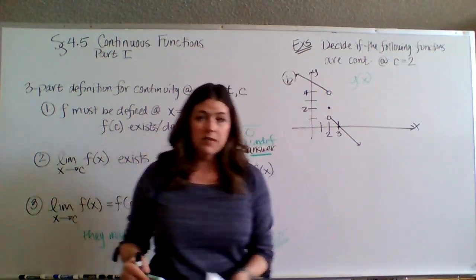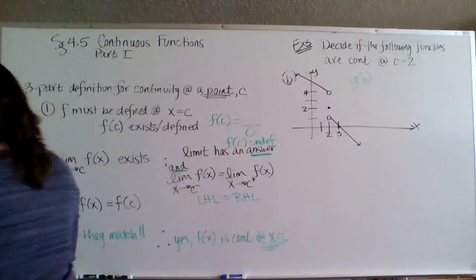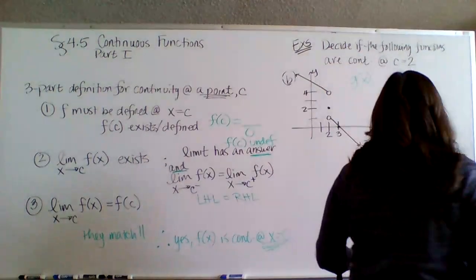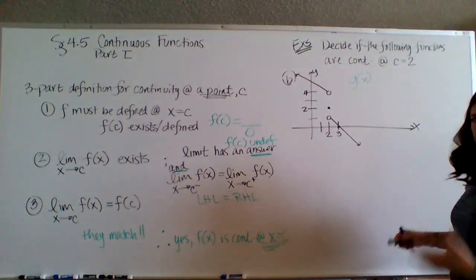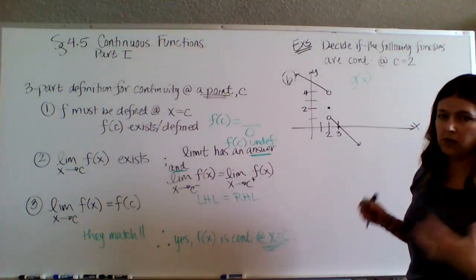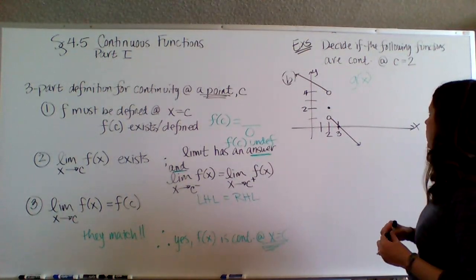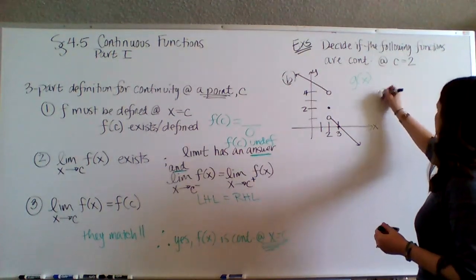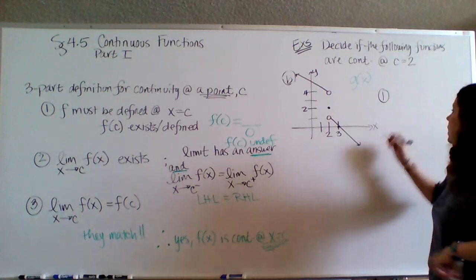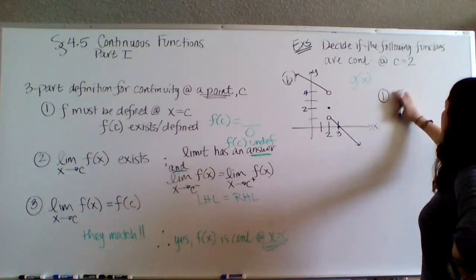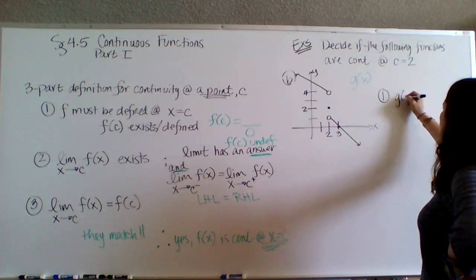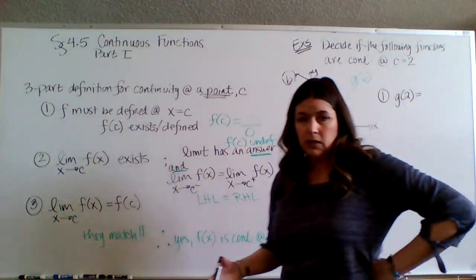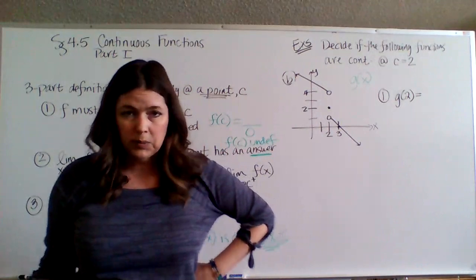And we still have the same directions, that we're trying to figure out and decide if the following functions are continuous at c equals 2. So we're still testing the three-part definition at the x value of 2 if our c value is 2. So we want to go ahead and label all three parts, right? So part 1 is, does g of 2 exist? So can we plug in 2 as an input, and can we get out an output?